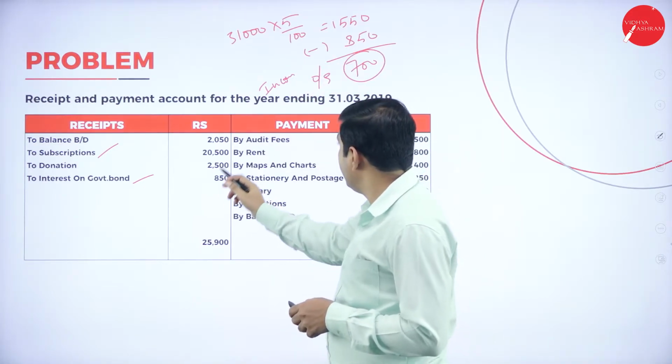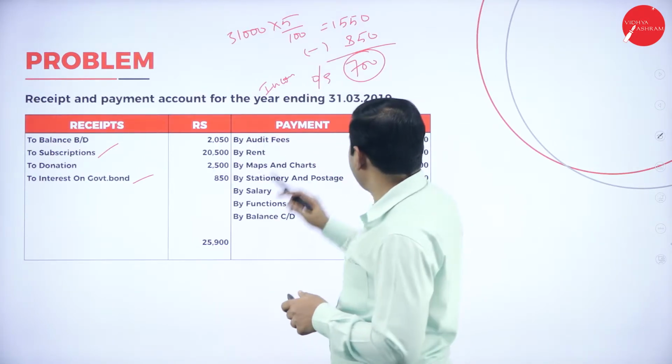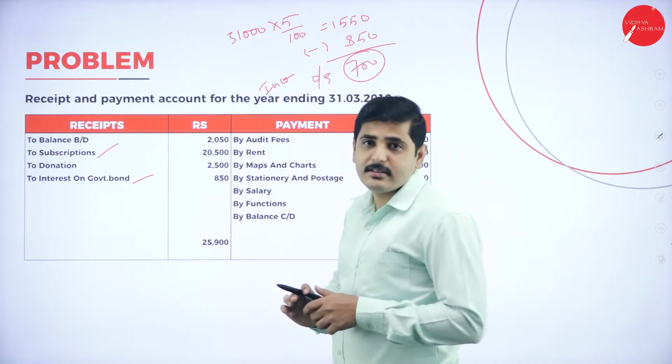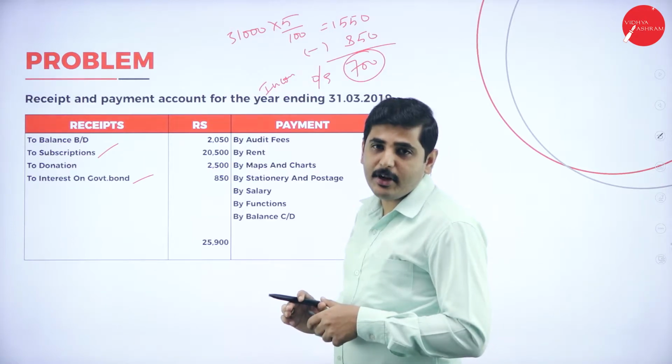So how much have we received? The total amount receivable is 1,550. Out of that we have received 850. So still how much do we have to receive? 700. We have to show 700 rupees as income generated but not received.